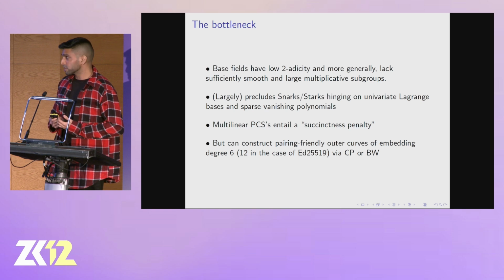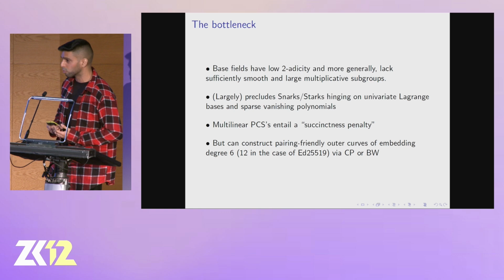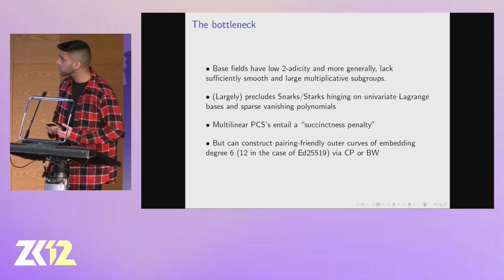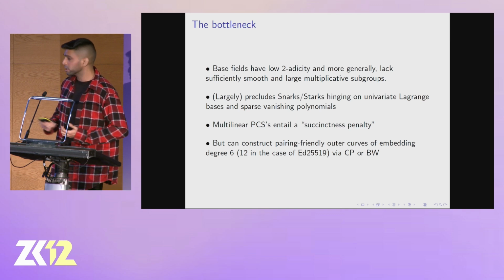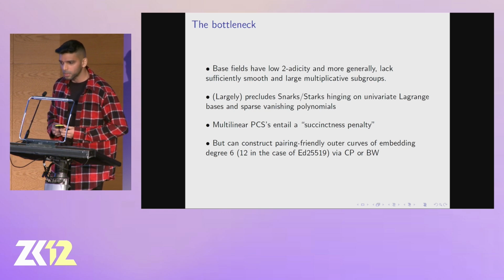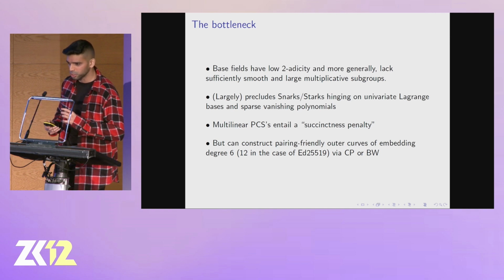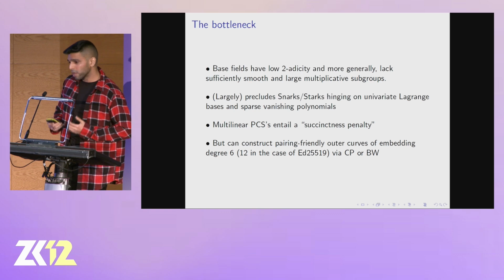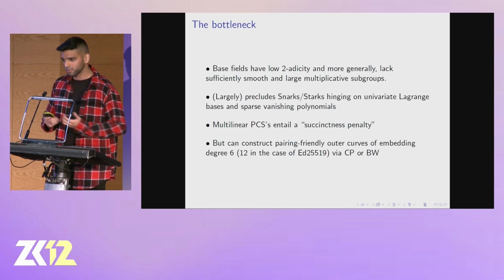So what these seemingly disparate use cases have in common is that the base fields in question have low 2-adicity, and more generally, they don't have large smooth order subgroups. Now, there's actually some nuance to be had here, but this largely precludes the traditional SNARKs and STARKs, which hinge upon univariate Lagrange basis and sparse vanishing polynomials. There's always the option of using a multilinear PCS, but that comes with trade-offs, and I'll touch upon that a little bit. On a broader note, you can construct a pairing-friendly outer curve to this, by which I mean a pairing-friendly curve that has a scalar field which coincides with the base field of the original curve.